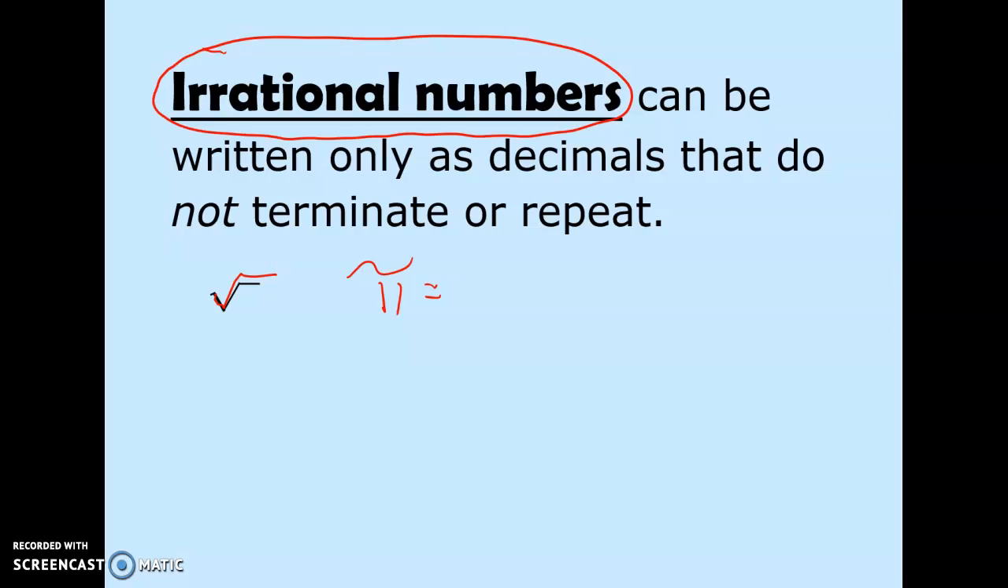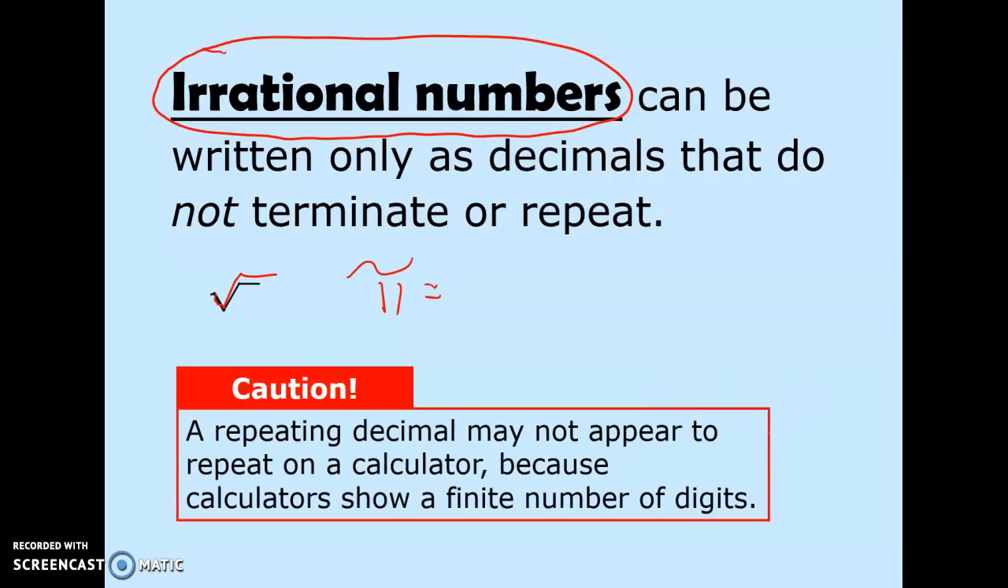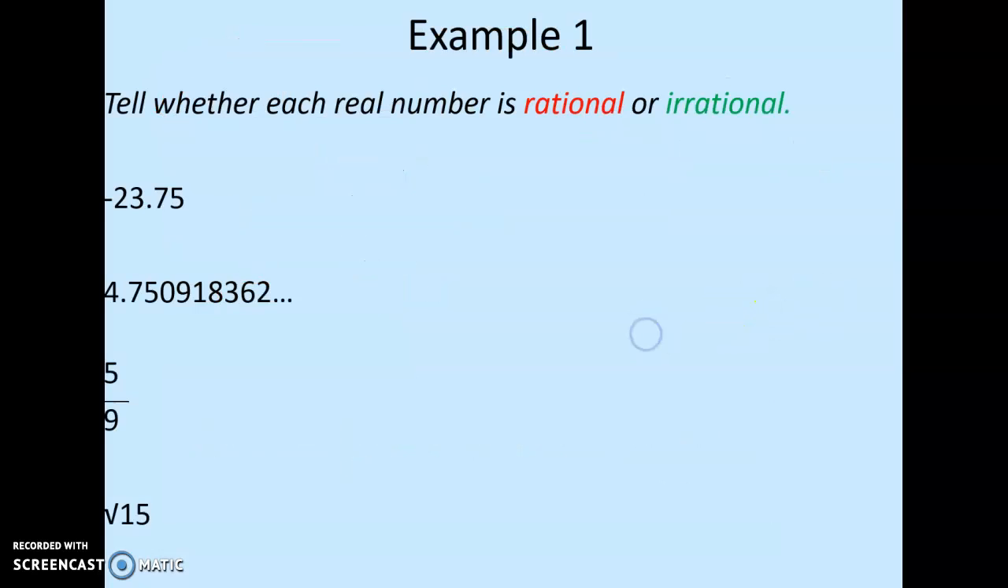Now, this might not make any sense to you right now, but once we get into these questions, I'm going to show you some examples of irrational and rational numbers. It will make more sense once I show you what they look like, okay? Again, a repeating decimal may not appear to repeat on a calculator because calculators show a limited number of digits. I'll explain what that means in a minute when I get to that slide, okay?